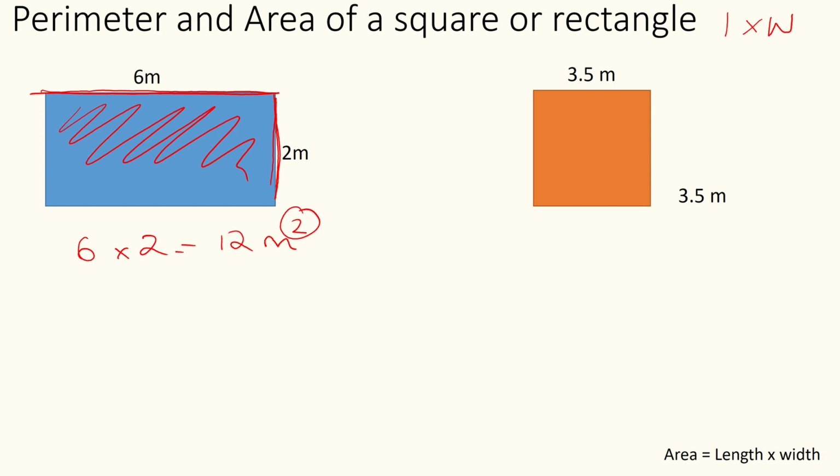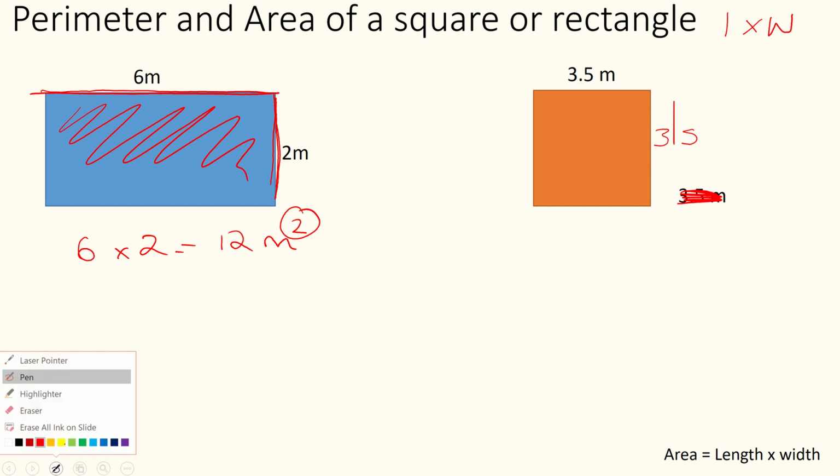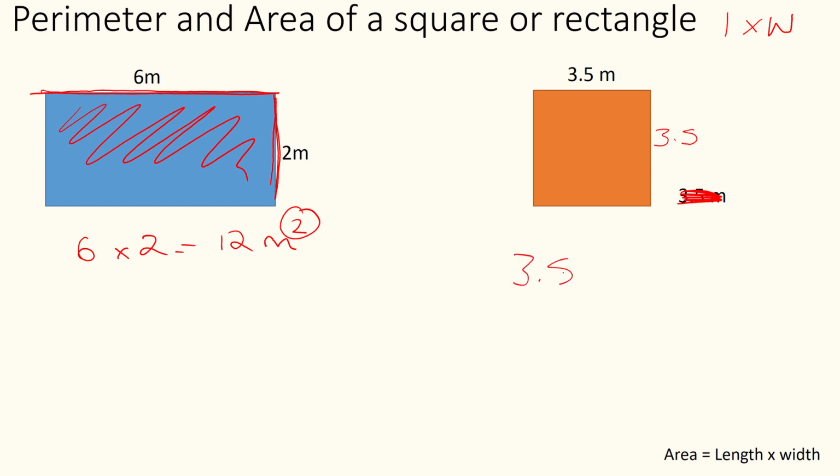And over to the orange square. When you have a square, each edge is 3.5, so a question might not even have that second one on. It will think that you know that a square has the same edge all the way around. So you have to say, okay, that edge is 3.5, so we've got to do 3.5 times 3.5, so that actually gives us 12.25, and this is in meters squared.